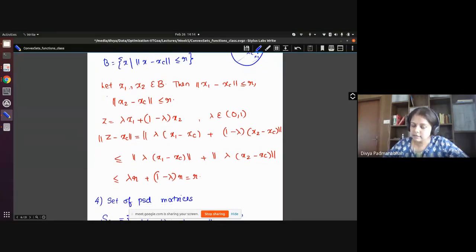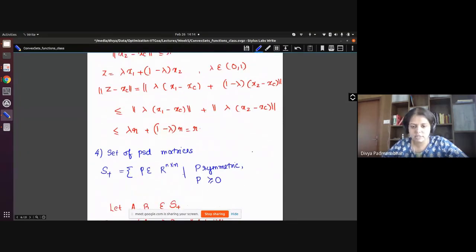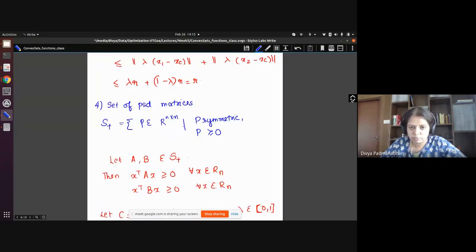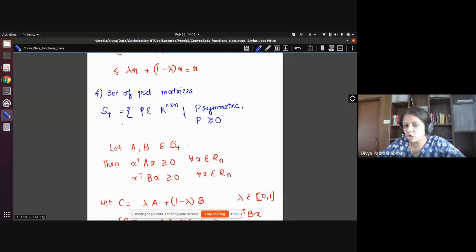Now, another set I wanted to briefly mention to you is the set of positive semi-definite matrices. This is the set of all matrices which are symmetric and also have the positive semi-definite property. This is also quite straightforward to prove. Here all the components of this set S plus are matrices. So you have A, B in this set, which tells you that these are positive semi-definite, so this relation is true for every x in Rn.